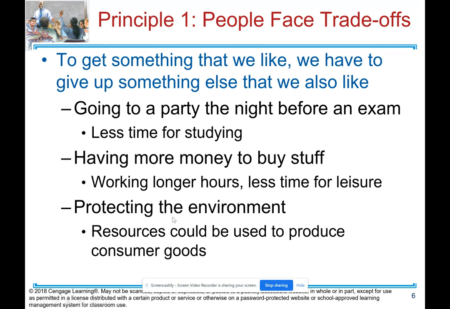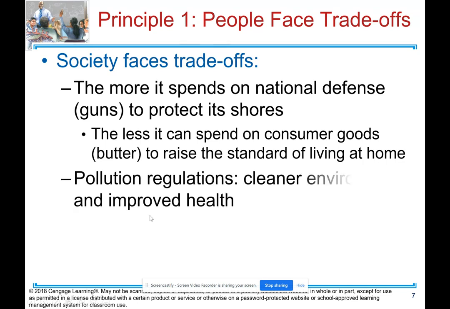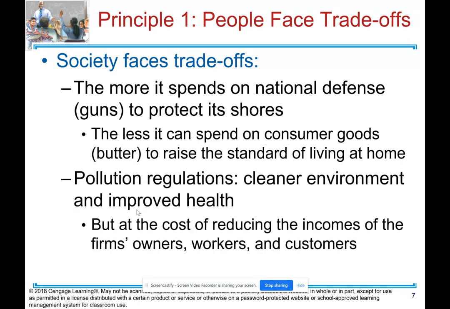Protecting the environment means resources could be used to produce consumer goods. So we have to make do with fewer consumer goods if we have to have a clean environment. Society also faces trade-offs. The more it spends on national defense to protect its shores, the less it can spend on consumer goods to raise the standard of living of our citizens.